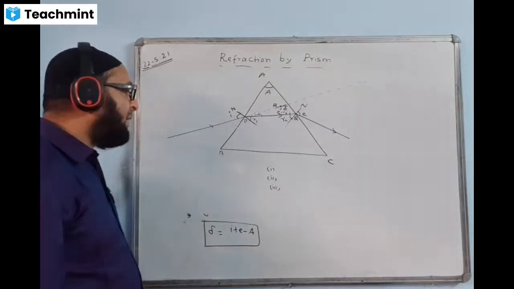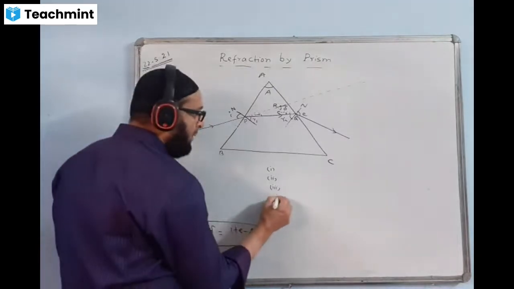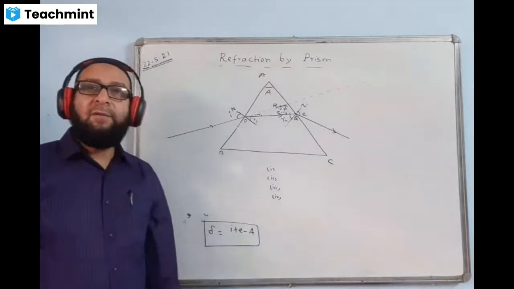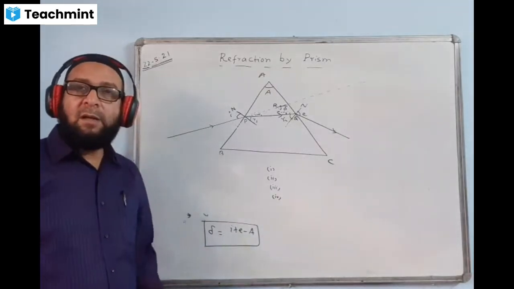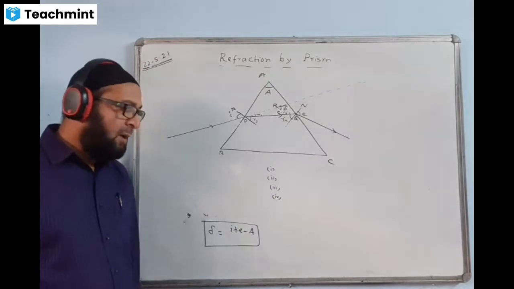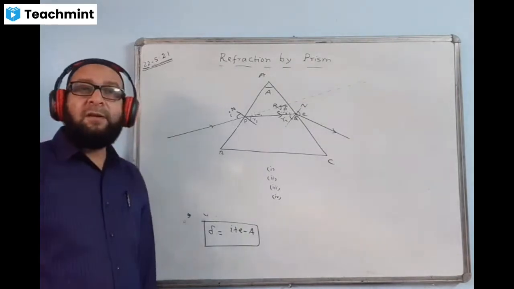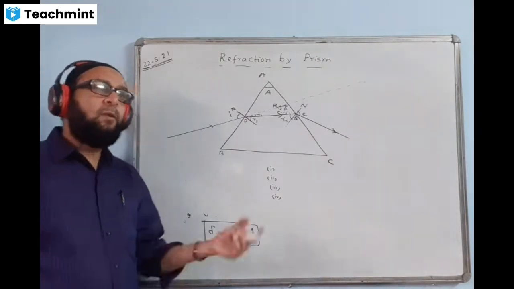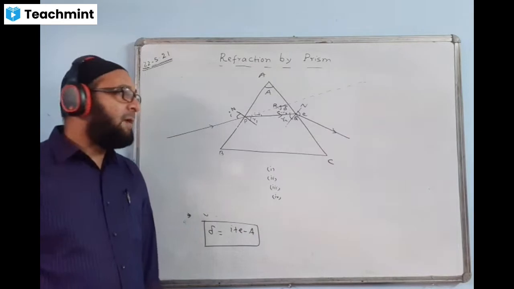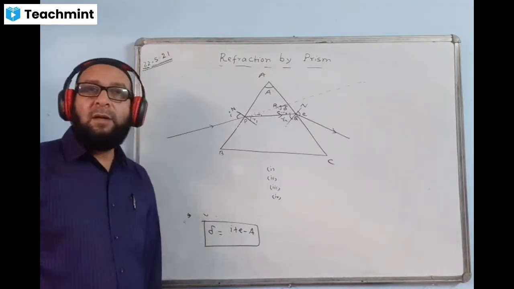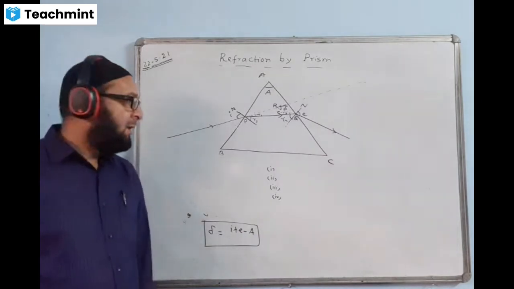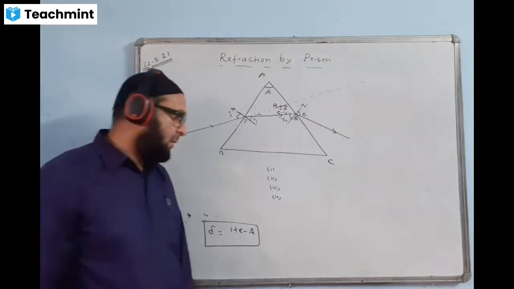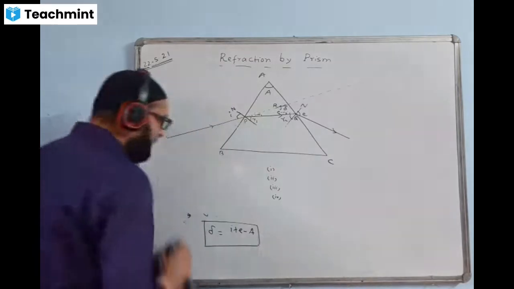And the fourth factor you write: color or wavelength of light. It depends on the color or wavelength of light also, because the mu value for different colors is different. For shorter wavelength it is more, and for longer wavelength it is less. For violet, mu V is more, and for red it is least. So angle of deviation depends upon the color of the light also. Okay, so these are the factors.